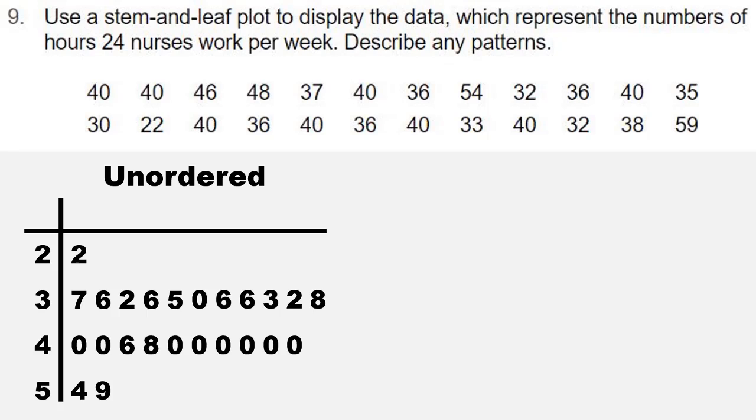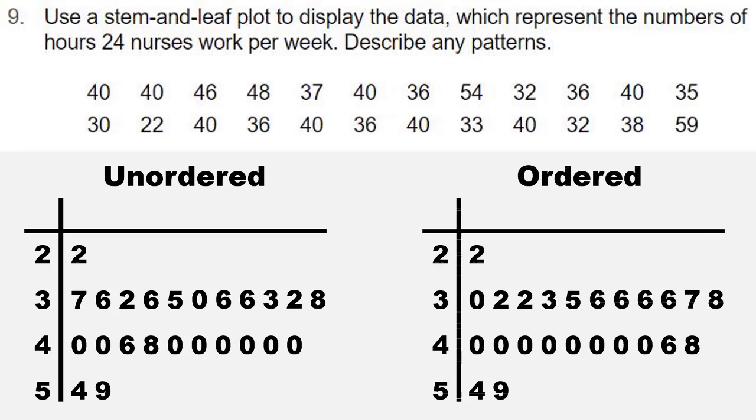We'd like to build an ordered version because it helps us see things a little more clearly. To build an ordered version, we just take each row and put it in numerical order from least to greatest. So the ordered version would look like this. You can see that each row of the stem and leaf plot has been arranged from least to greatest. Now we can answer some questions.